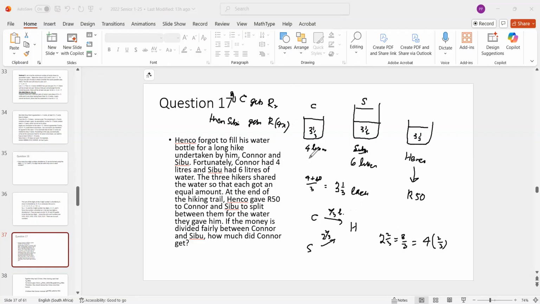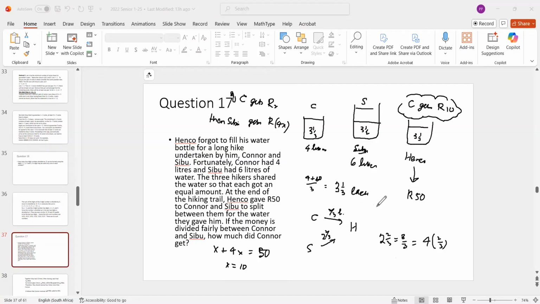So to divide it equally, you will have to have that X plus 4X is 50. So X is 10, which means that Connor gets. They asked how much did Connor get? So Connor gets X rands. So in other words, it's 10 rands. Because we just calculated X to be 10.